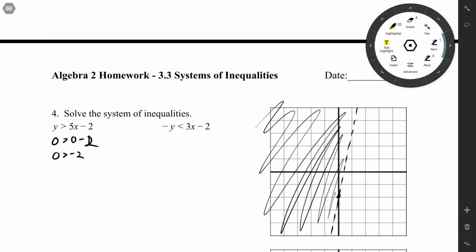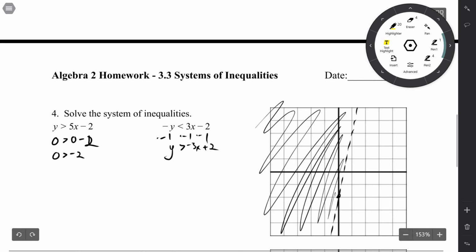This next one here. Be careful, there's a negative in front of this y, so I'm going to multiply by negative 1. And that's going to flip our sign. I'm going to do that first, so I don't forget. Y is greater than now negative 3x plus 2. So now we have this right here with a slope of negative 3. So we'd have a point right down here. Oh, and this is a dashed line as well.